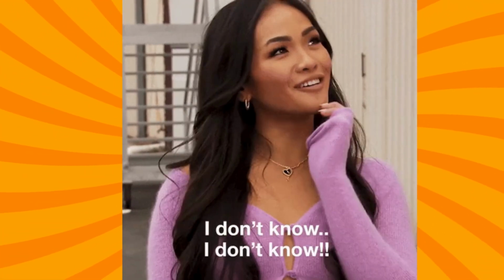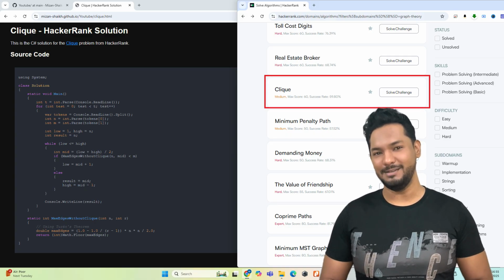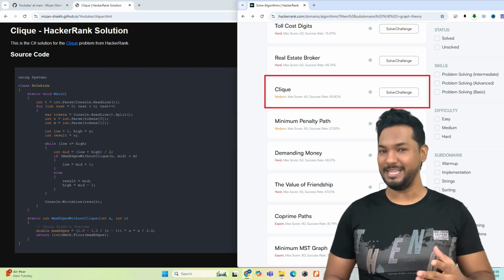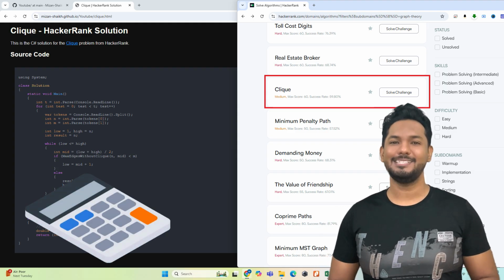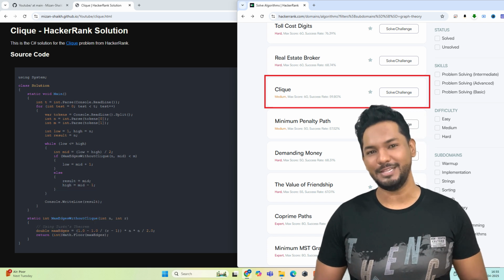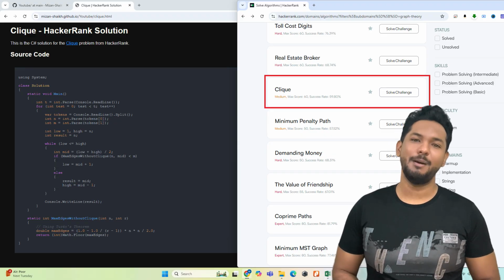Stick around as we unravel how these social connections can be represented through algorithms and why they matter more than you think. Alright, let's dive into the problem which revolves around finding the largest clique size that can exist within a given graph structure without surpassing a specific number of edges.